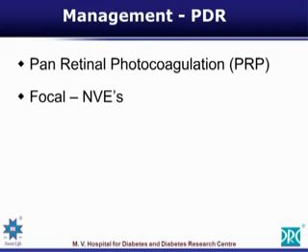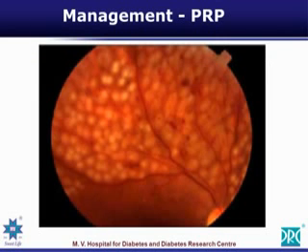Very rarely, when there are new vessels elsewhere, that area of the retina alone is treated by means of focal treatment, but we prefer to give the pan-retinal laser photocoagulation. This is how the retina will look if you do pan-retinal laser therapy, where all these white or yellowish spots that you see are because of the laser therapy.